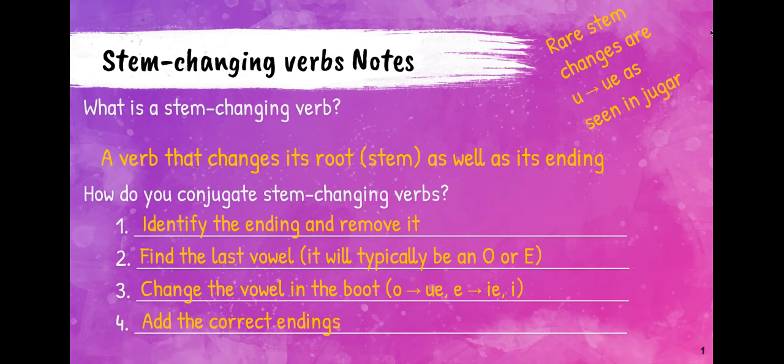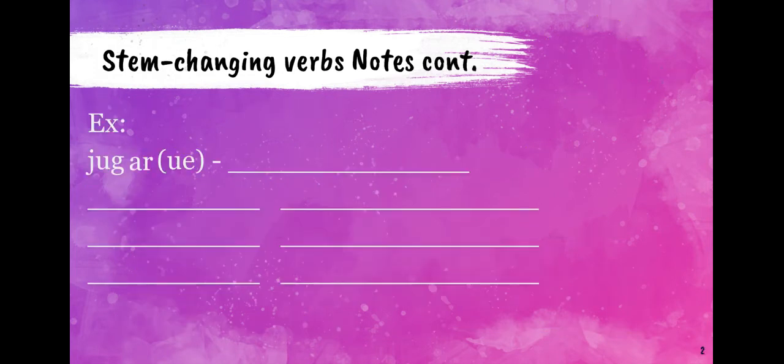And then once you do that, you're going to add those same endings that we've been using. Rare stem changes are sometimes U to UE, as seen in jugar. This is the only one that works like this that we're going to ever see in Spanish class in 8th grade. So you don't need to worry about any others beside those. Just worry about this O to UE and the E to IE or the E to I.